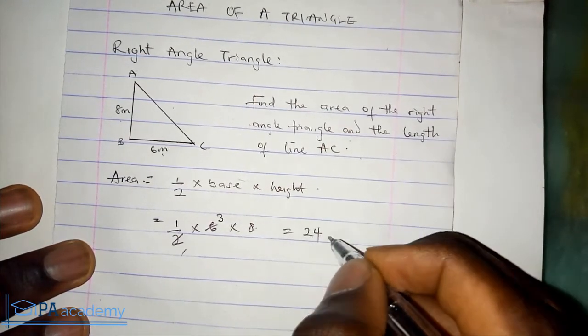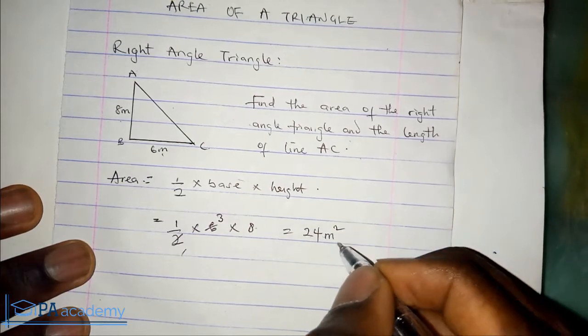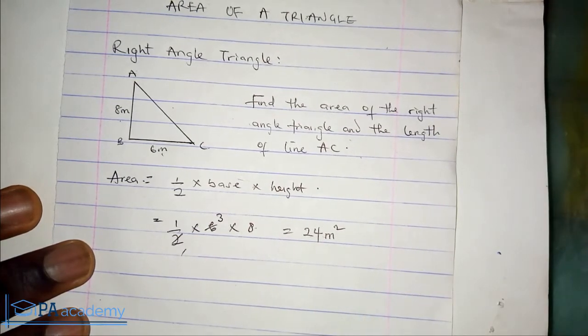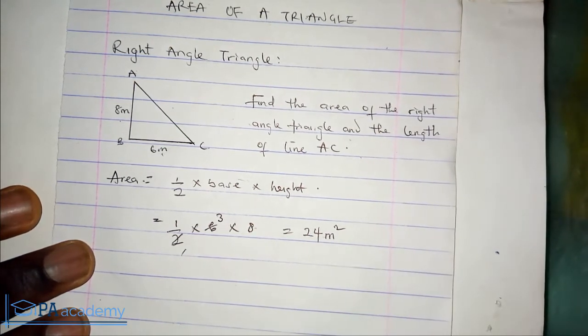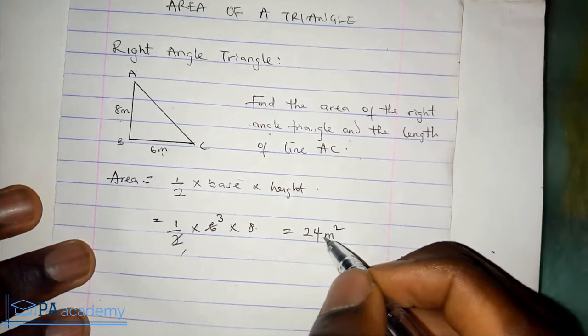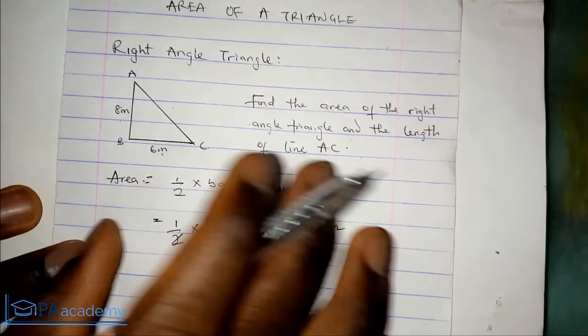To 24 meter square. Don't forget your units when you are dealing with shapes or doing multiplication that has units. If you give your final answer without the unit, you'll be marked wrong. So make sure your unit is always there. So the answer here is 24 meter square. We've been able to get the area.